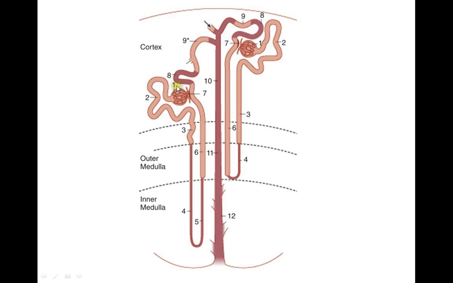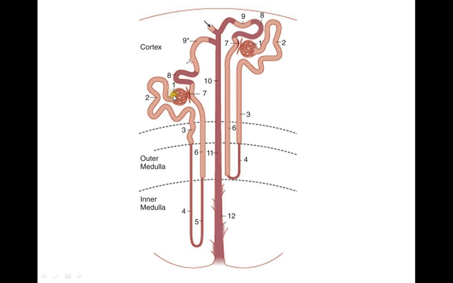So, Bowman's capsule and its inside capillary network together are called glomerulus. In this slide, you can see two glomeruli. One here and another one here. Both are shown with number 1.